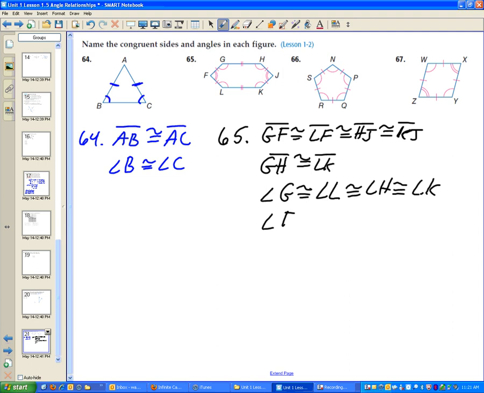What's congruent to angle F? And we've named all of the congruent sides and all of the congruent angles, haven't we? So you see how to do 66 and 67 now, don't you? Okay? Any others we need to go over?